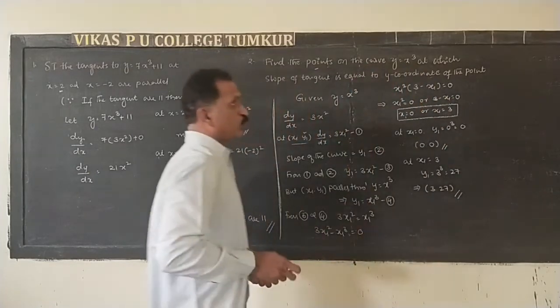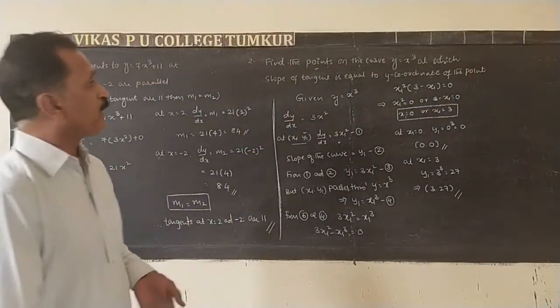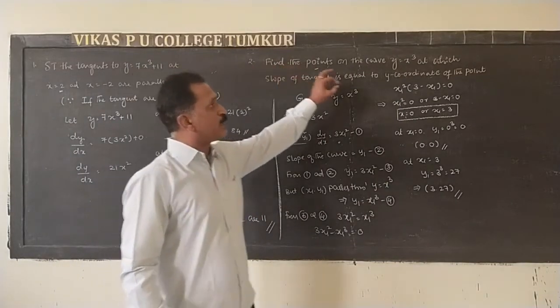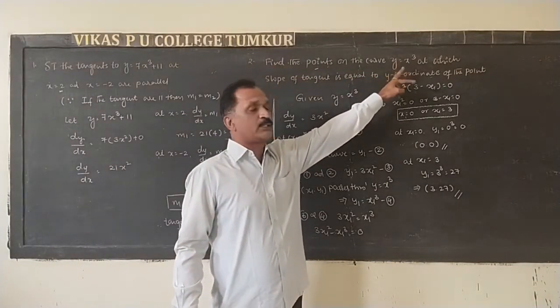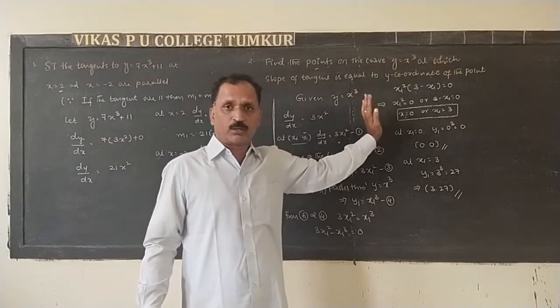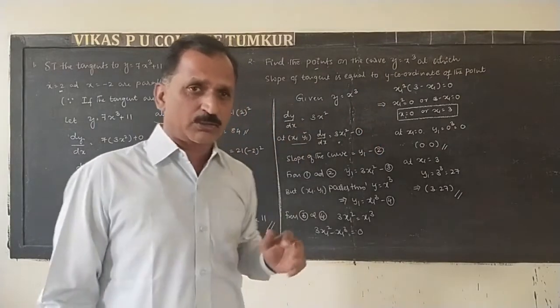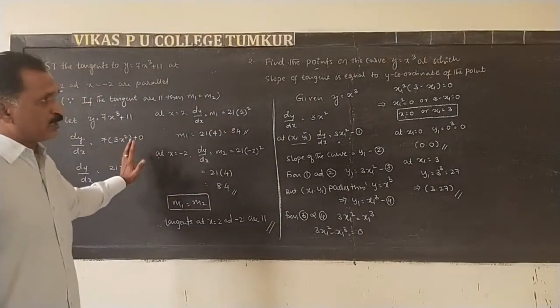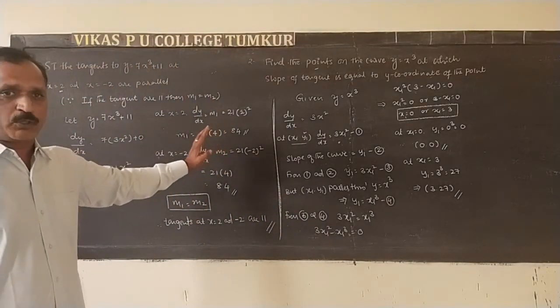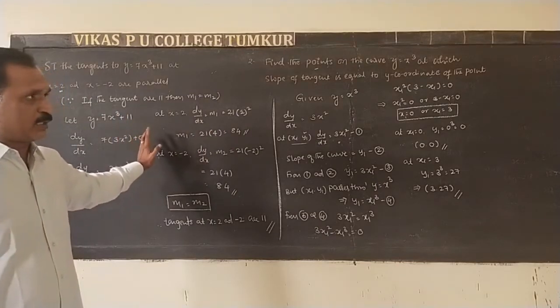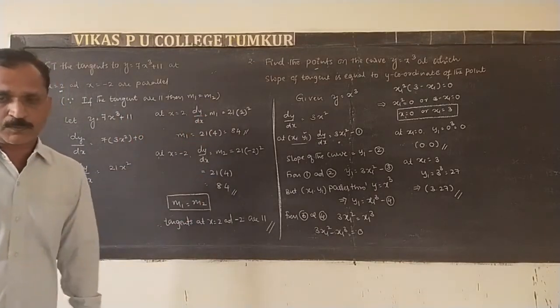So these two are the points at which the slope of the tangent to the curve y is equal to x cube is equal to the y coordinate of the point. So simple problem, both are very easy problems. Just go through these two problems and let me check a few more problems in this session. Alright?